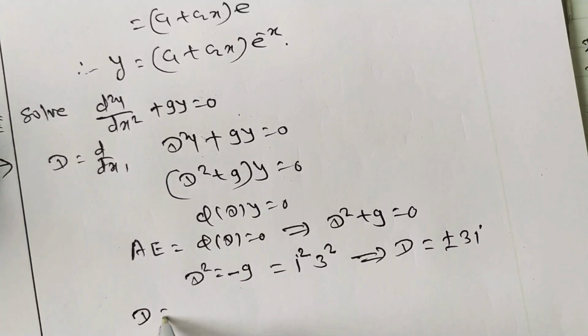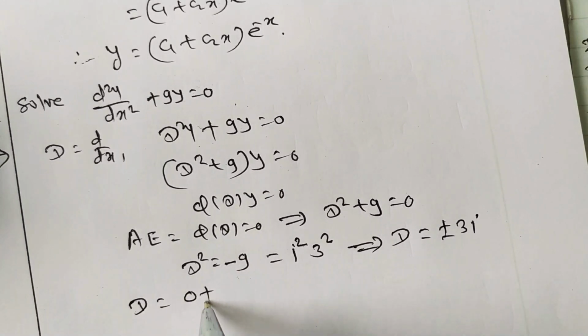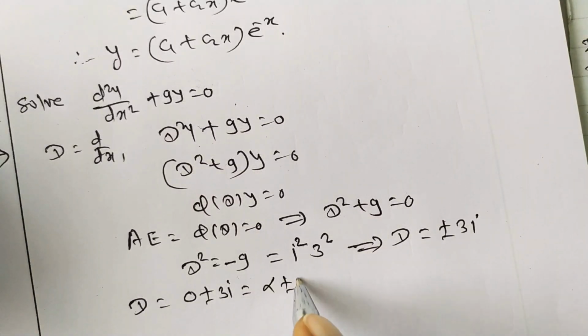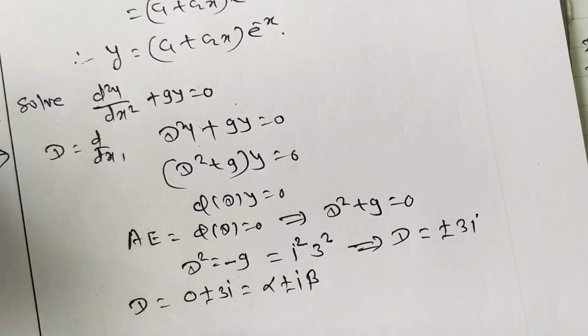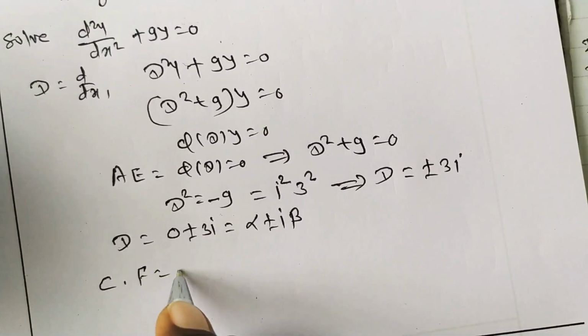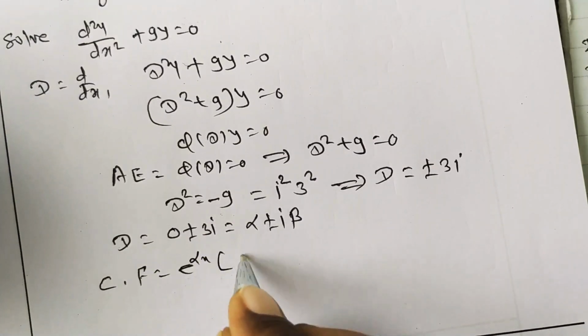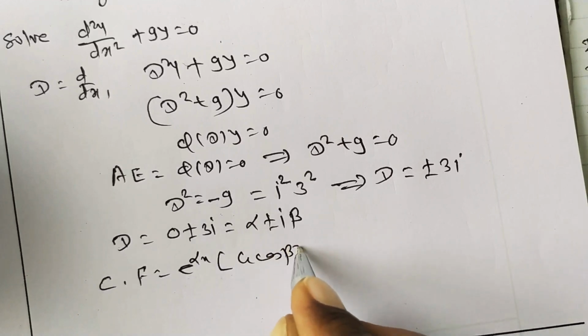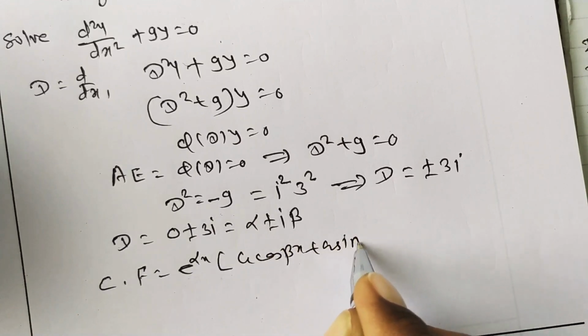Means if you write D is equal to 0 plus minus 3i, how we write CF? Then we know one formula, if roots are imaginary and non-repeated, that is if alpha plus minus i beta are the roots, how we write CF then? Using that formula, we know CF is equal to e raised to alpha x into c1 cos beta x plus c2 sin beta x.